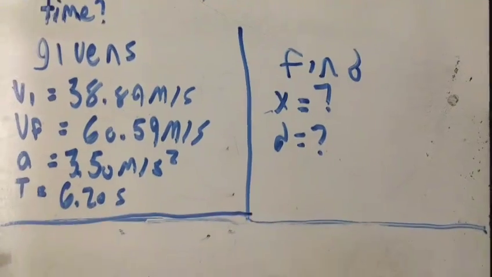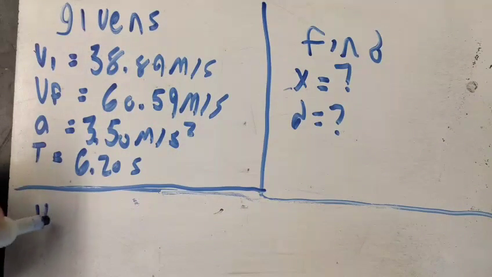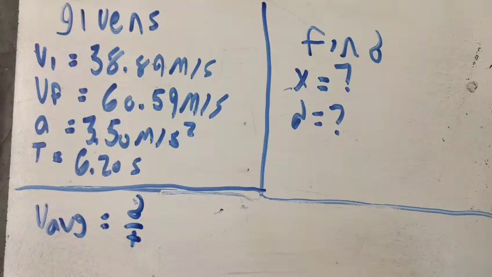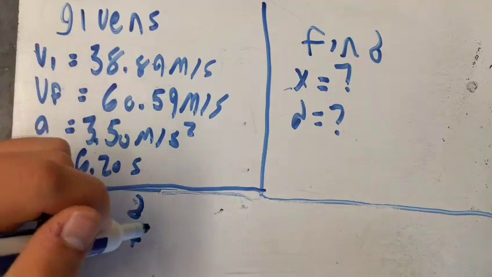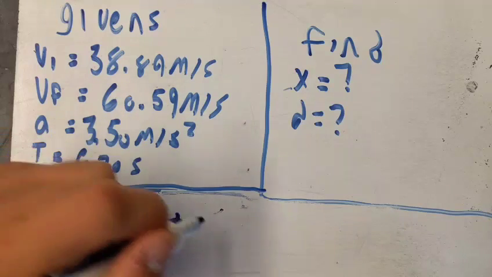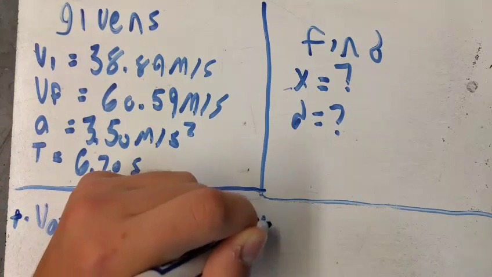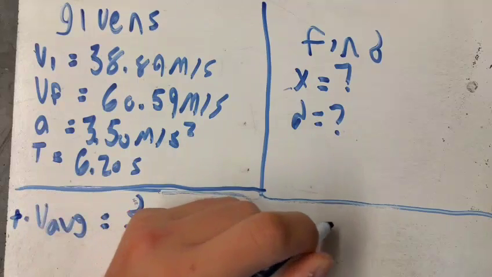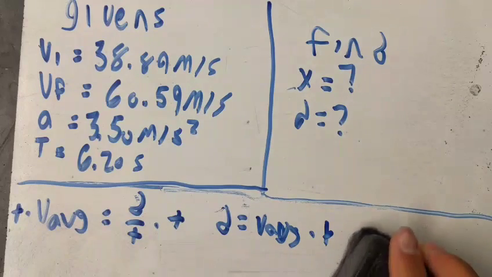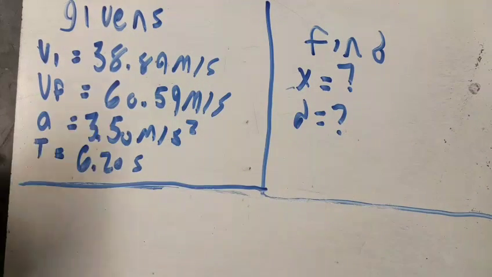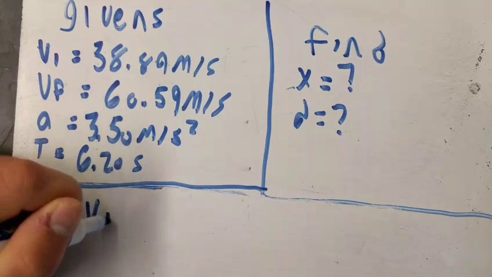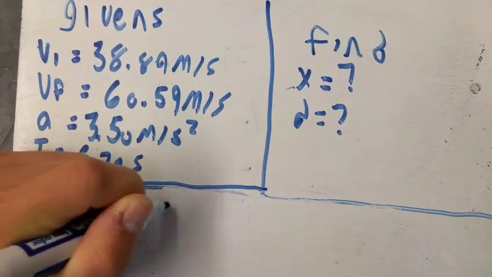So average velocity is equal to distance divided by time. And then if we just solve for distance, because that's the find value that we're going for, by multiplying by t on both sides, we get distance is equal to velocity average times time. So let's compact this a little bit to make it look a little neater. So with our new formula, d is equal to velocity average times time.